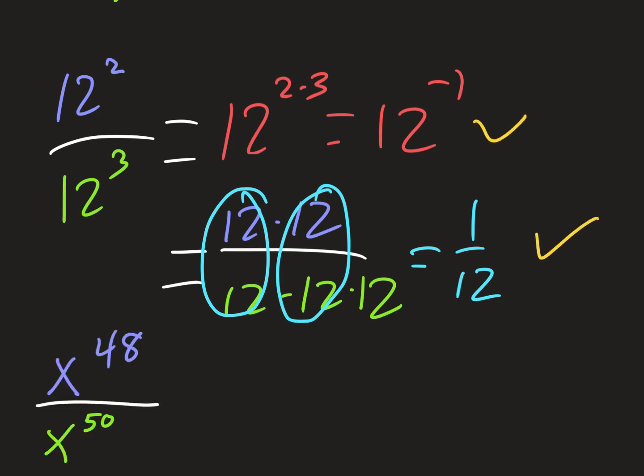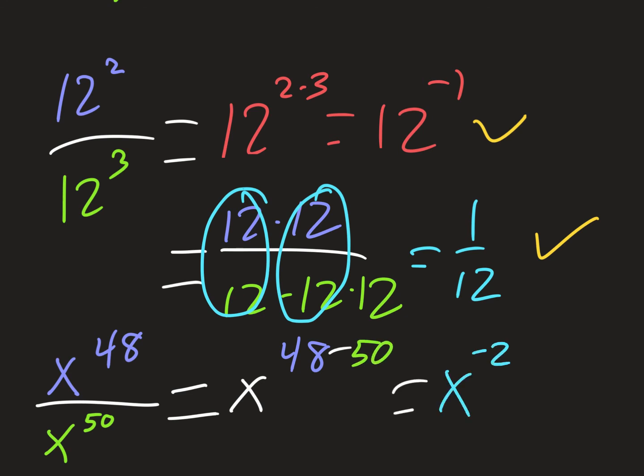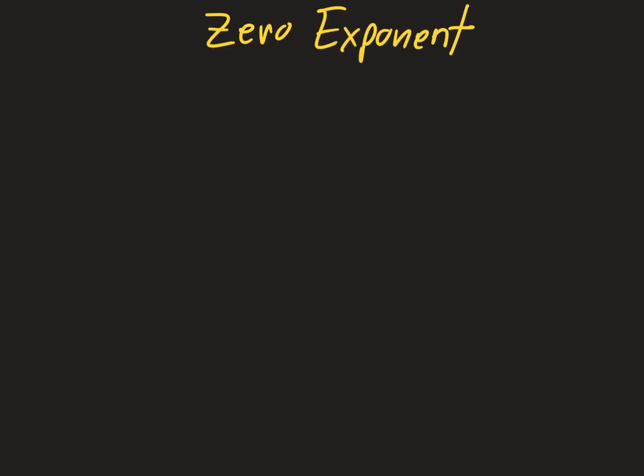Therefore, if we have an example with other numbers, like x to the 48 over x to the 50, we could subtract and get x to the minus 2. If we do not like having a negative exponent, we can change it to 1 over the positive exponent, so 1 over x squared. Finally, let's look at what happens when you have a zero exponent.